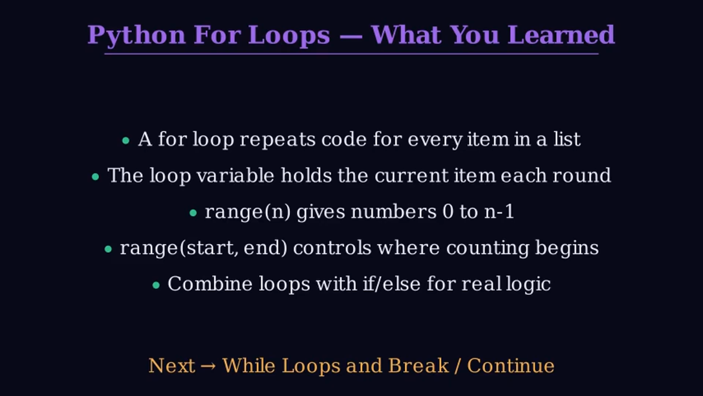Remember the core idea. A for loop says do this for every item. You learned 4 important things today. First, loops avoid repetitive code. Second, the loop variable holds the current item each round. Third, range lets you loop through numbers. And fourth, you can put if-else and any logic inside your loop. Now practice by creating your own lists and looping through them.